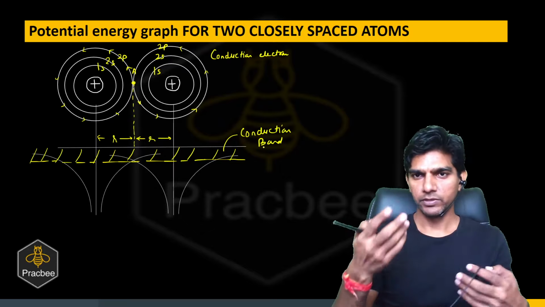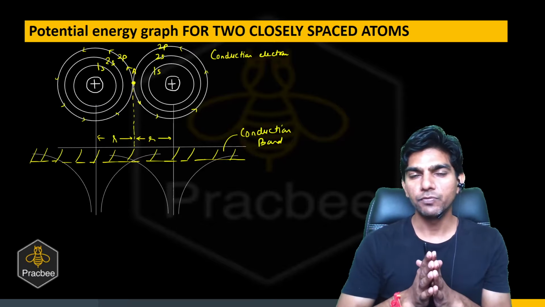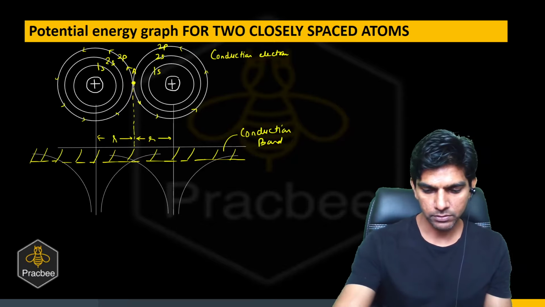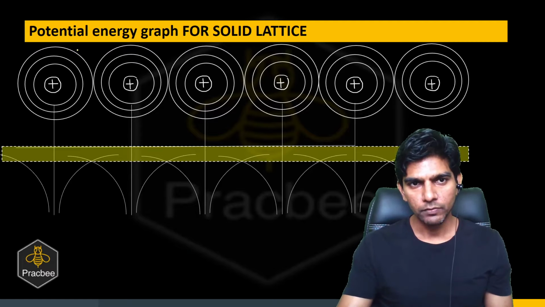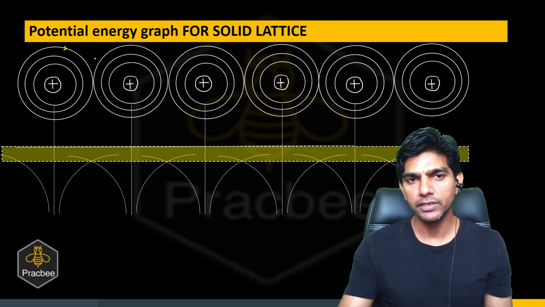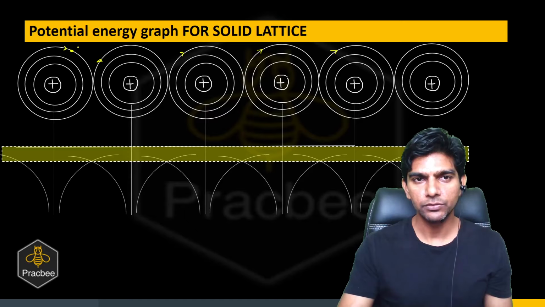Okay. So again, it is a simple case, but what happens if we have a lattice which has trillions of atoms? So let us see. In a lattice, again, the electron which has sufficient energy can move from one atom to another atom and take part in the conduction process. So I'm taking an electron which can move from one atom to another atom and can move throughout the lattice.